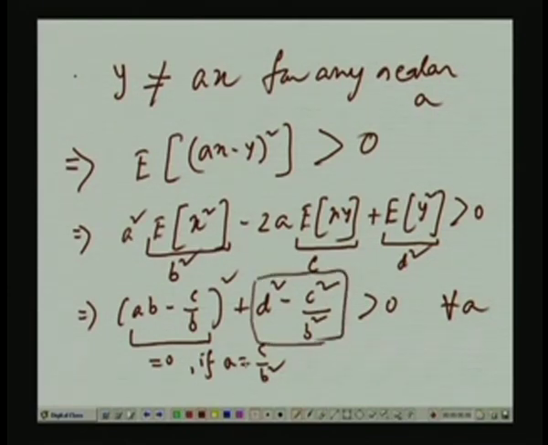So, this must be greater than 0, because this is true for any a. So, this is true for this a also. For this a, this part is 0. So, this is a quantity which should always be greater than 0, right.